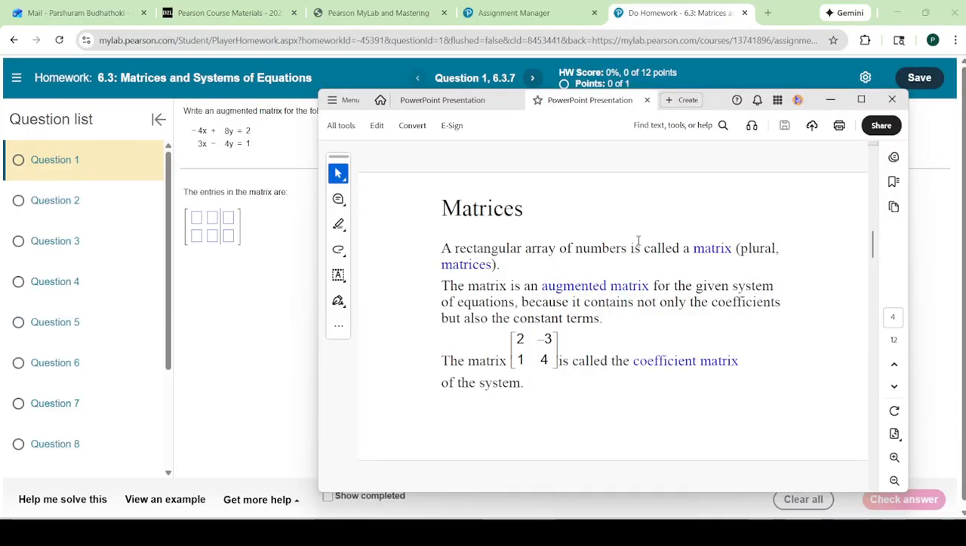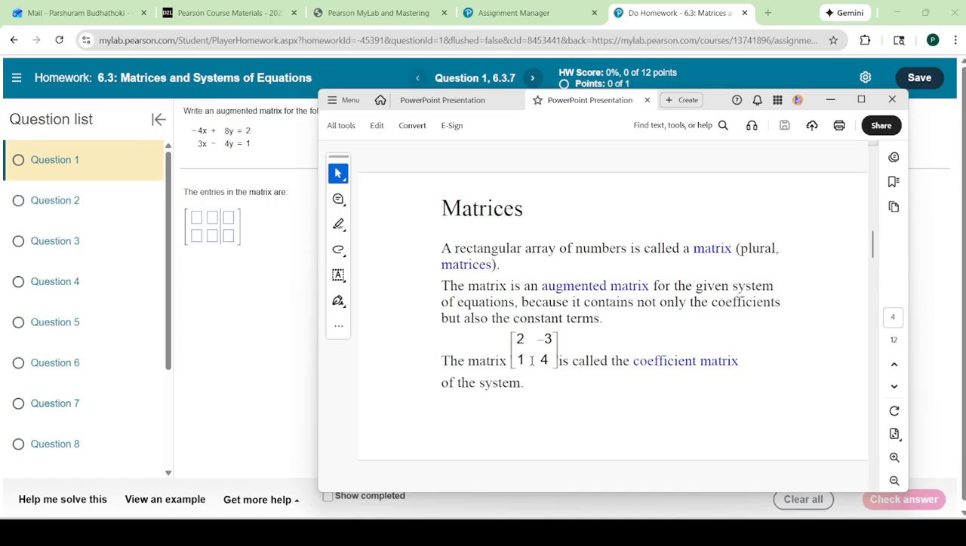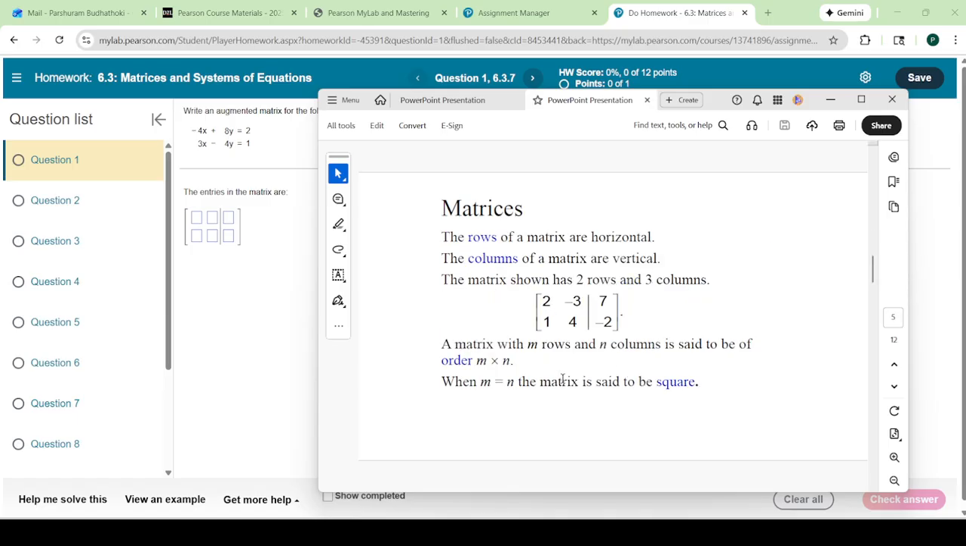A rectangular array of numbers is called a matrix. An augmented matrix means, for the given system of equations, it contains not only the coefficients but also the constant terms. This matrix is called the coefficient matrix. And an augmented matrix means you include the vertical line and then the constant terms. So this is an example of a matrix.